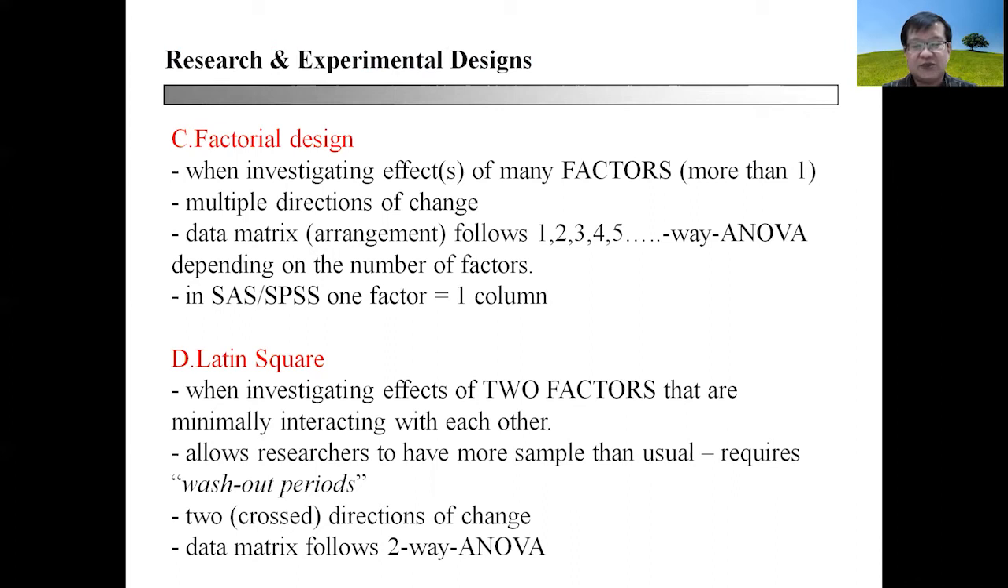The next one will be Latin square. Latin square is used when you are investigating effects of two factors. They are minimally interacting with each other. It allows researchers to have more samples than usual, however, it requires a washout period. Well, the data matrix still follows a two-way ANOVA.